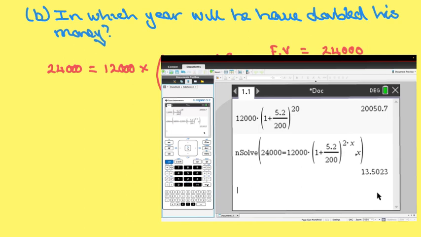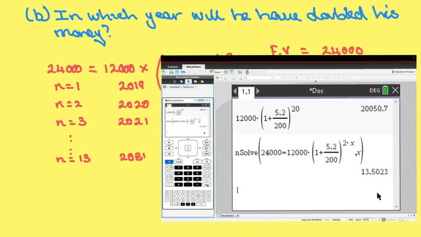Now we need to answer the question, in which year will it have doubled his money? Well, when n is equal to 1, that is at the end of 2019. When n is 2, that is the end of 2020. When n is 3, that is at the end of 2021. And if you go all the way up to when n is 13, that will be 2031. But we need a little bit more than 13. We need 13.5. So we need when n is 14, which will occur in the year 2032.